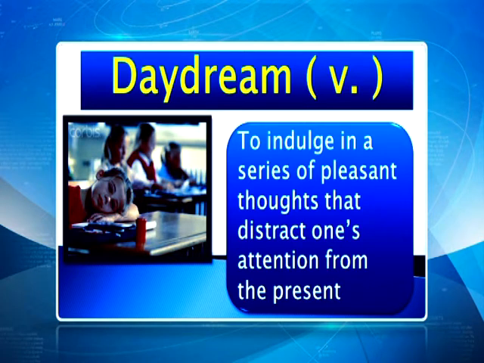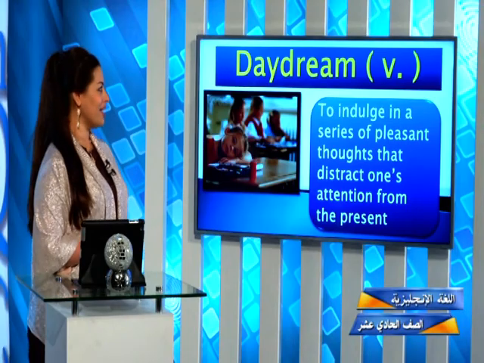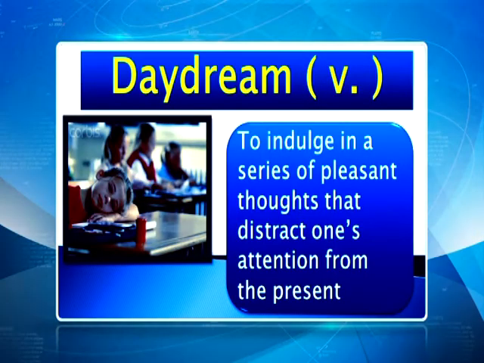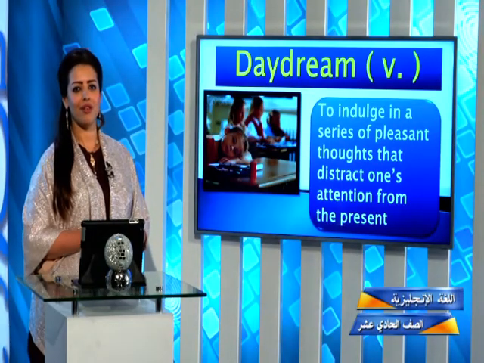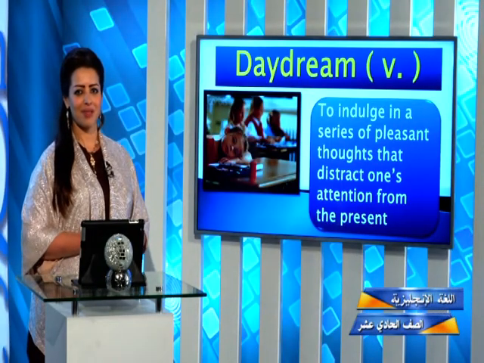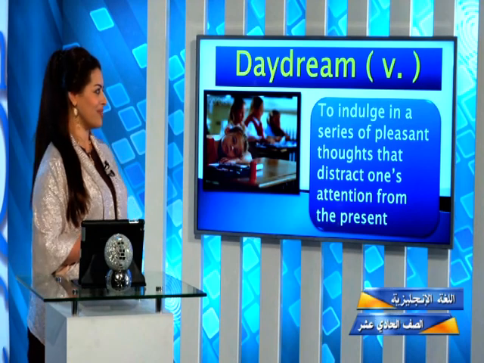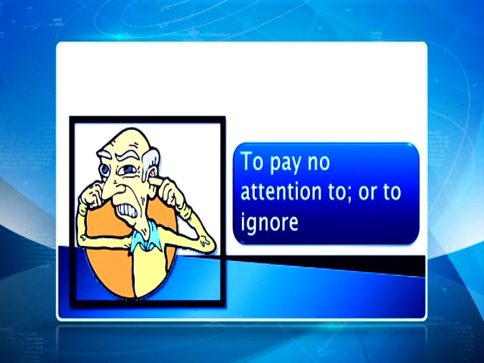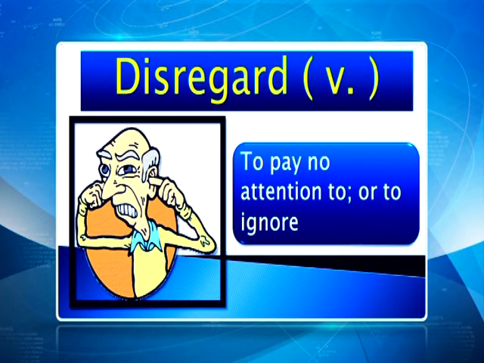What do you see here? I hope you do not do this in your classrooms. Daydream. What is daydream? To indulge in a series of pleasant thoughts that distract one's attention from the present. When you are in another world and the teacher is explaining, this is daydream. What do you see over here? What is he doing? He's closing his ears to pay no attention to or to ignore. Our word is disregard.